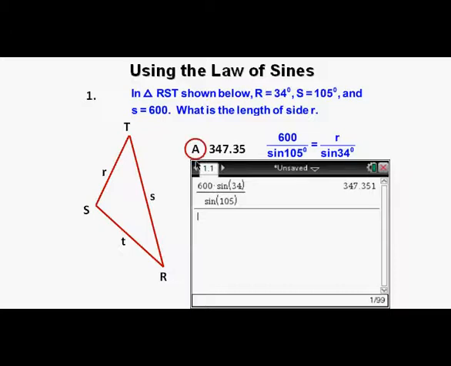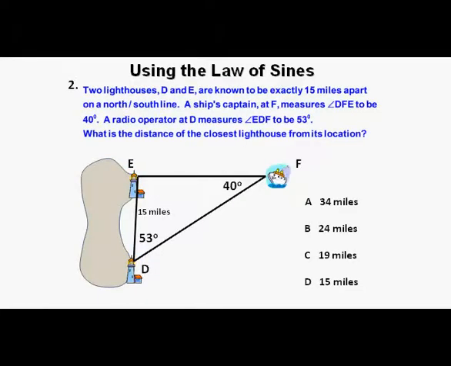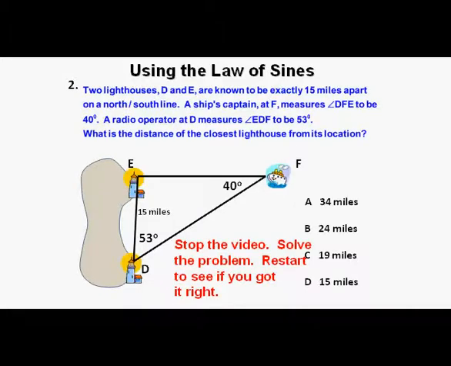Problem 2. Two lighthouses, D and E, are known to be exactly 15 miles apart on a north-south line. The ship's captain at point F measures angle DFE to be 40 degrees. A radio operator at E measures angle EDF to be 53 degrees. What is the distance of the ship to the closest lighthouse from its location? Stop the video and solve the problem, then restart to see if you got it right.